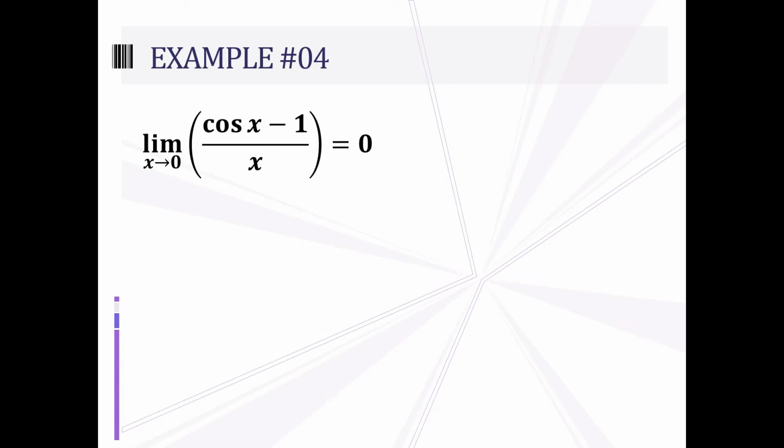For example number 4, we have the limit of cosine x minus 1 all over x as x approaches 0 is equal to 0.